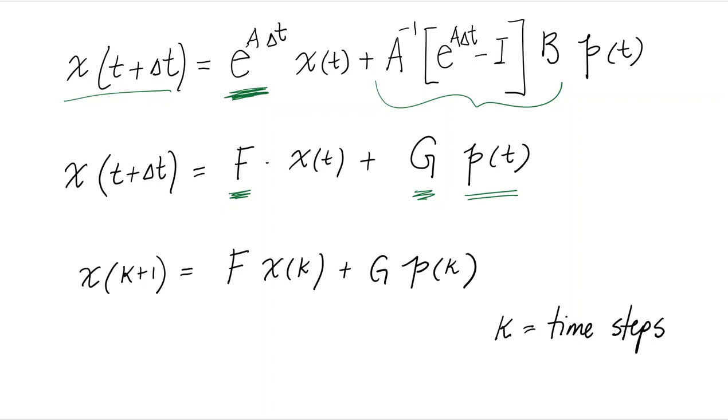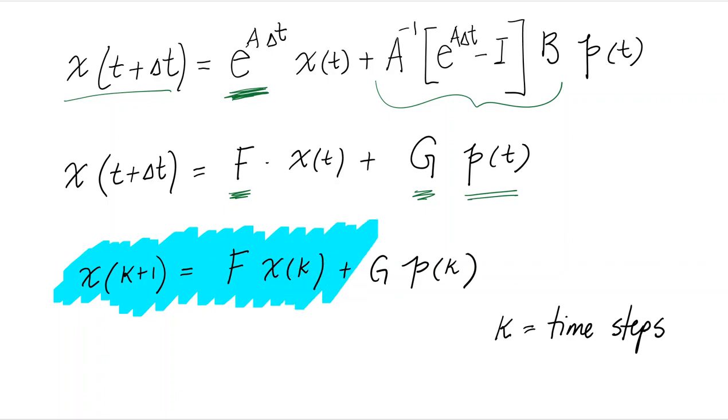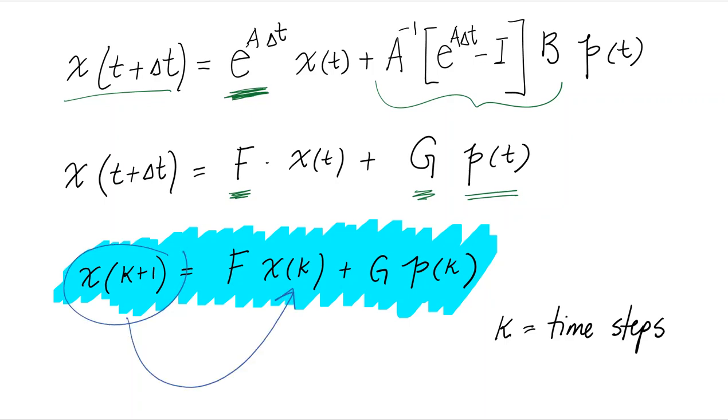If we write this in terms of time steps, then we obtain this really simple and nice recursion that x at k plus 1 equals F times x at k plus G times P at k. And so you can move in this form recursively. Whatever you get here, you just put it back in here for the next step, and you look at the value of the load at the beginning of the step and continue to move on and on.